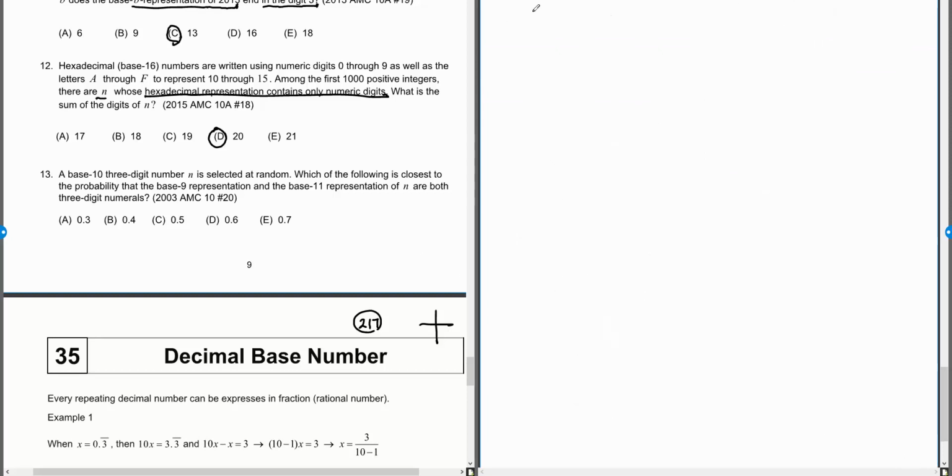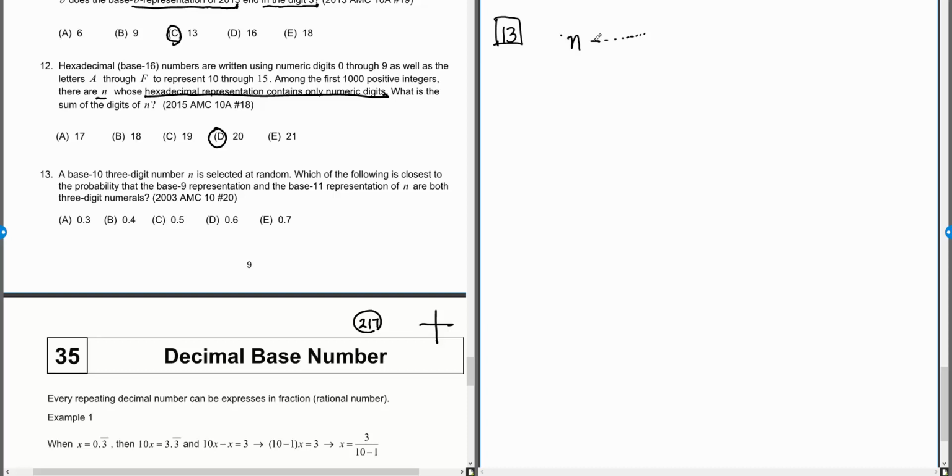All right, the last one, number 13. A base 10 3-digit number n is selected at random. Which of the following is closest to the probability that the base 9 representation and base 11 representation of n are both 3-digit numbers? Same as before, right? When you have a base, we have some number n. But this is only a 3-digit number.